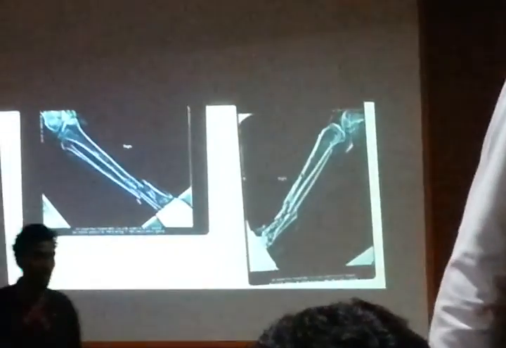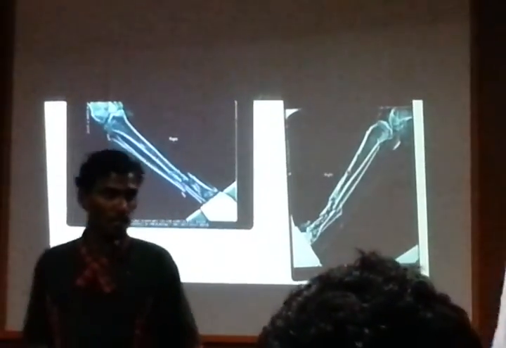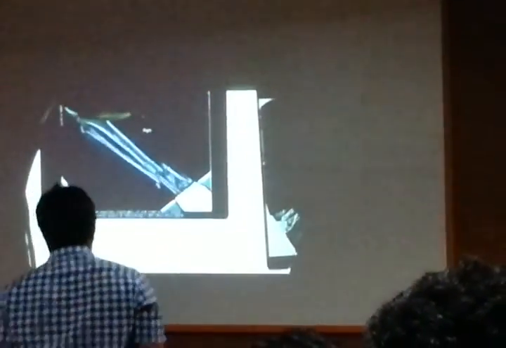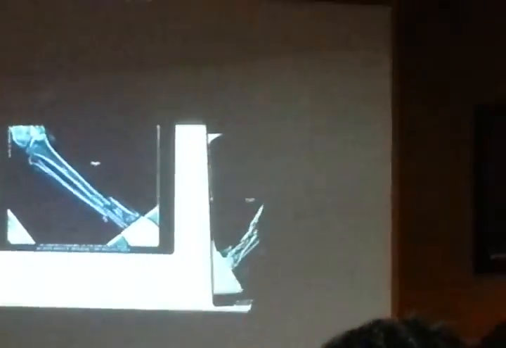So can you tell us what, in your opinion, are the reasons for non-union at this site, in this patient? Firstly, the type of injury, it was a compound injury. So one is, it was an open injury to start, okay? It was contaminated at the time of trauma. How do you know it was contaminated? As per history.